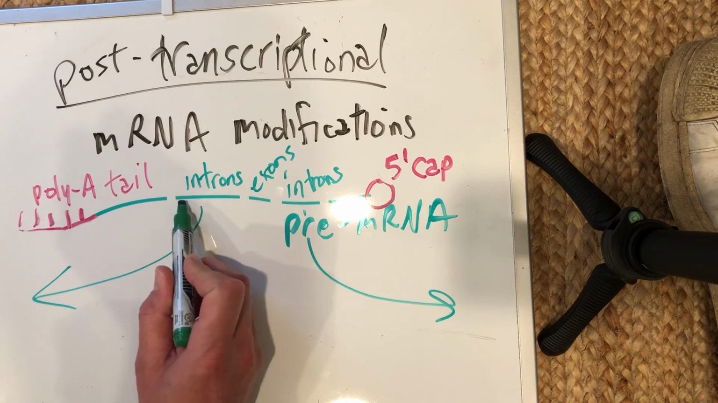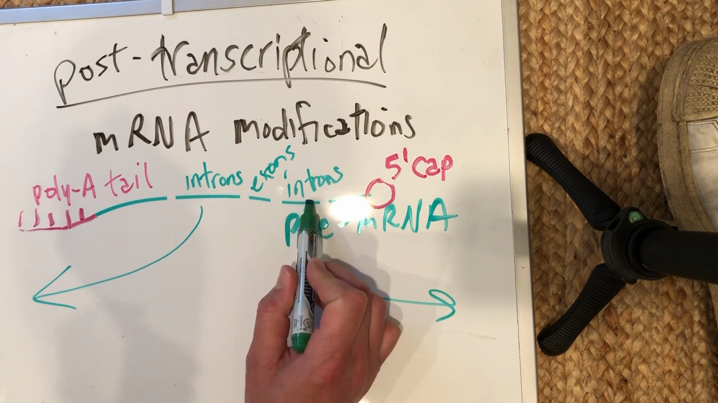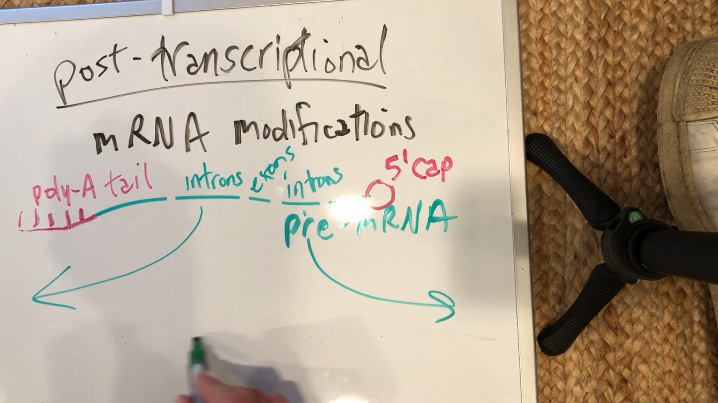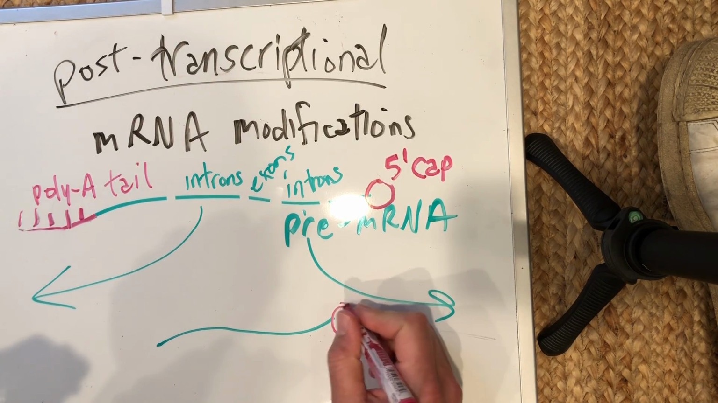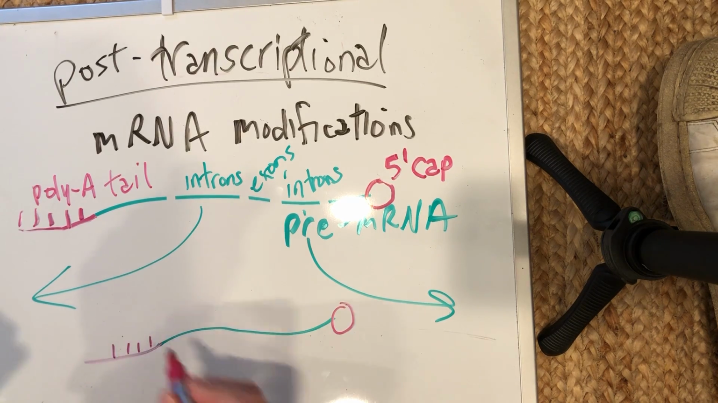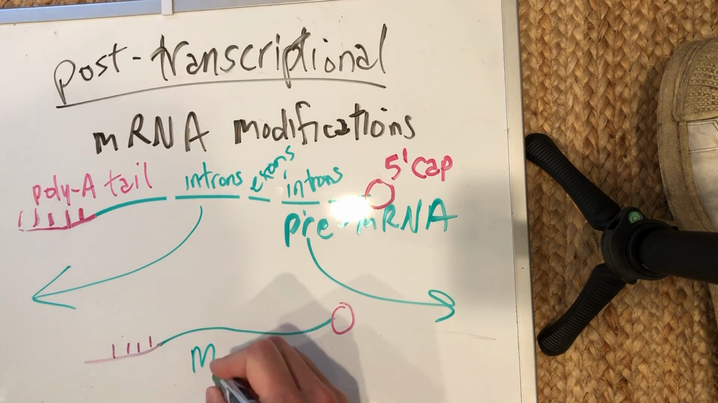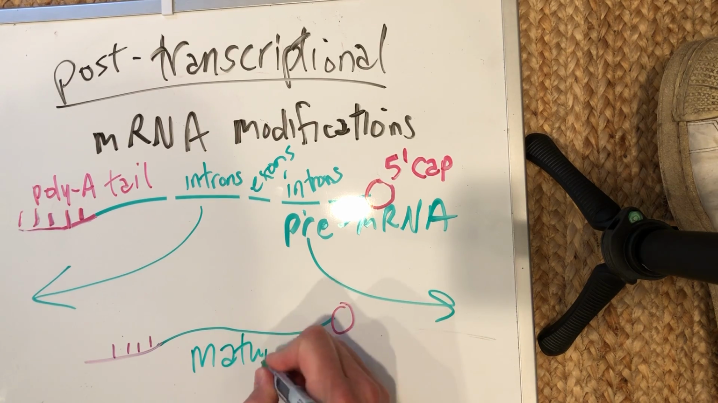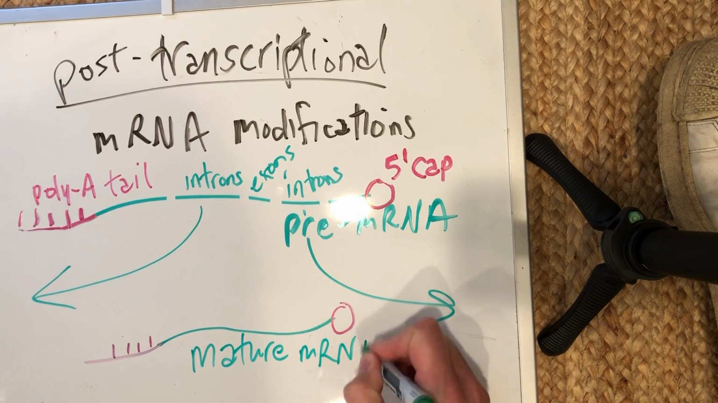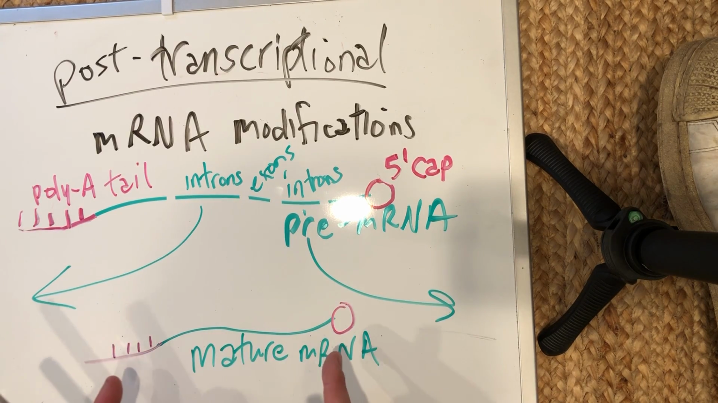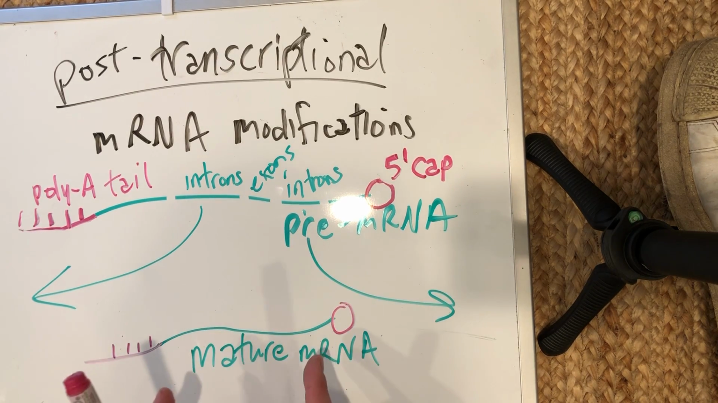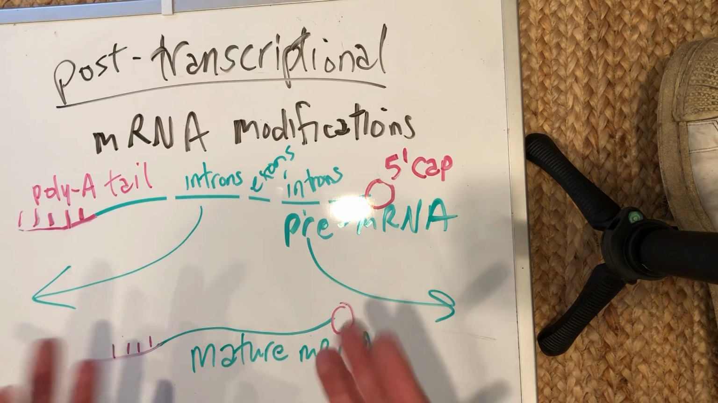But now, what do we have left? We have this piece has been removed. We have this piece has been removed. We have this piece. So my mature mRNA is only about that long. And let me just stick the 5' cap on again, and the poly A tail. And now we have a mature mRNA strand. So notice the mature mRNA strand, the one that actually makes it out to the ribosome, is shorter. Introns have been removed.